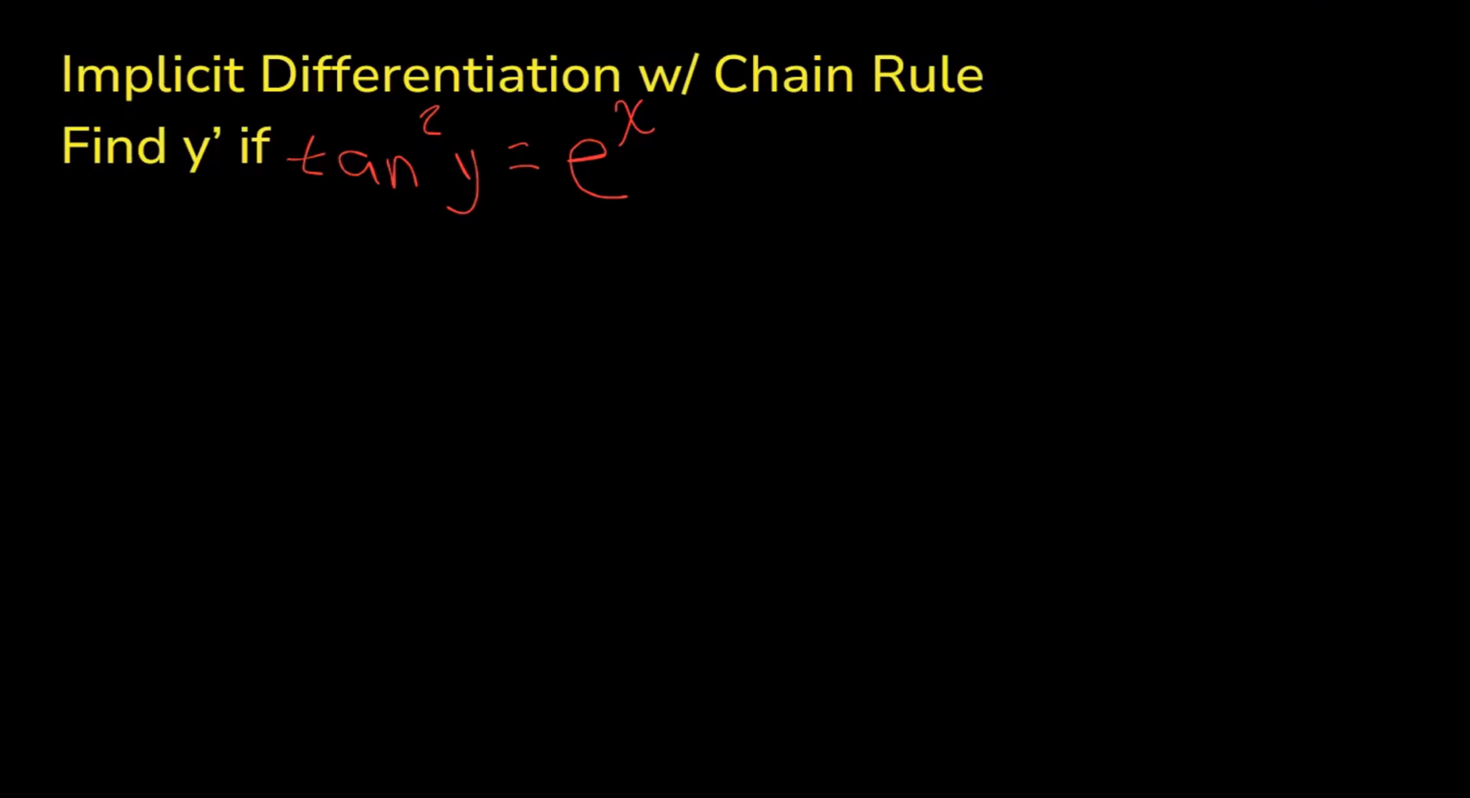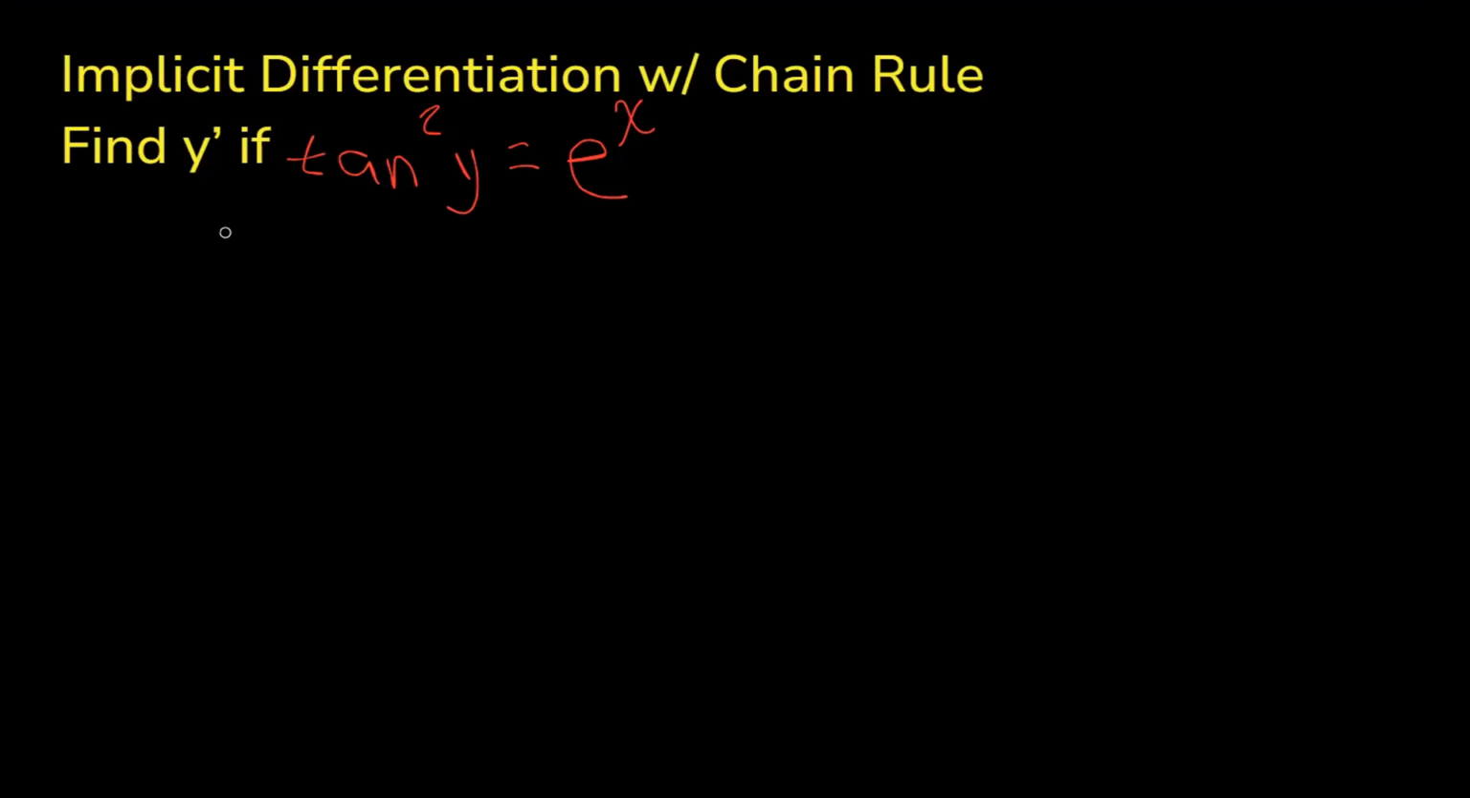So here we have a situation where we're going to have to use the chain rule with implicit differentiation. And remember, implicit differentiation is kind of the chain rule already. So if we look at this one, tangent squared y equals e to the x, tangent is inside the squaring function and y is inside tangent.